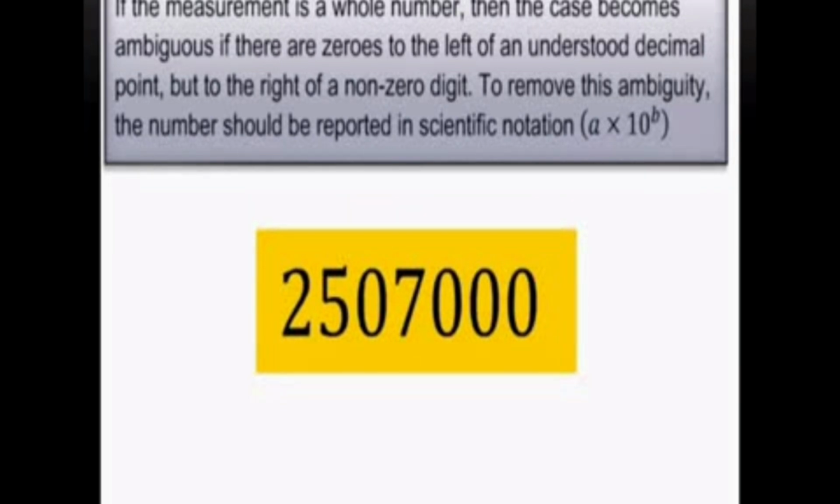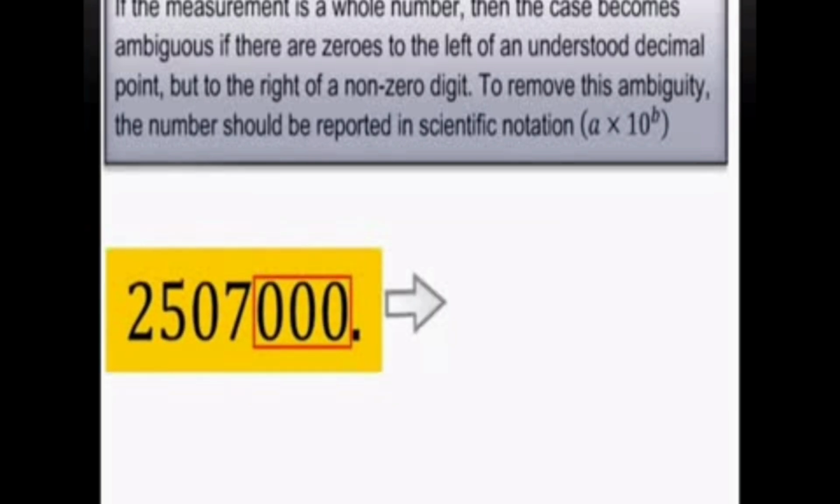Here the significant numbers are 4. If there is no decimal point, suppose a decimal point is there, we have to consider the 3 zeros, but there is no decimal point. So only these 4 numbers are significant. So we can write 2.507 into 10 to the power of 3. That's why for these 3 zeros we write the power value of 3.